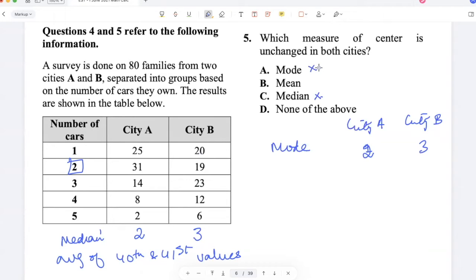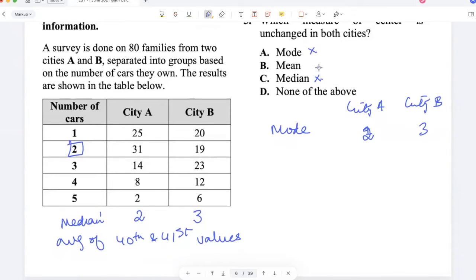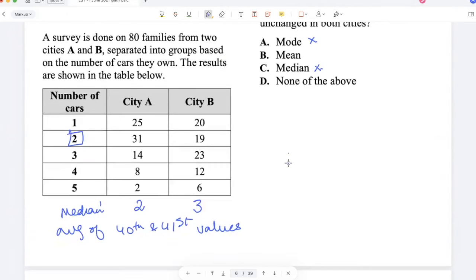Okay, so then we are left with the mean. So let's find the mean then. So I'll just write here. 25 into 1 is 25, 62, 52, 32, and 10. So the total is 5 and 2, 7 and 2, 9, and 2, 11. So carry 1. 3 and 6, 9 and 5, 14, and 3, 17, and 1, 18.